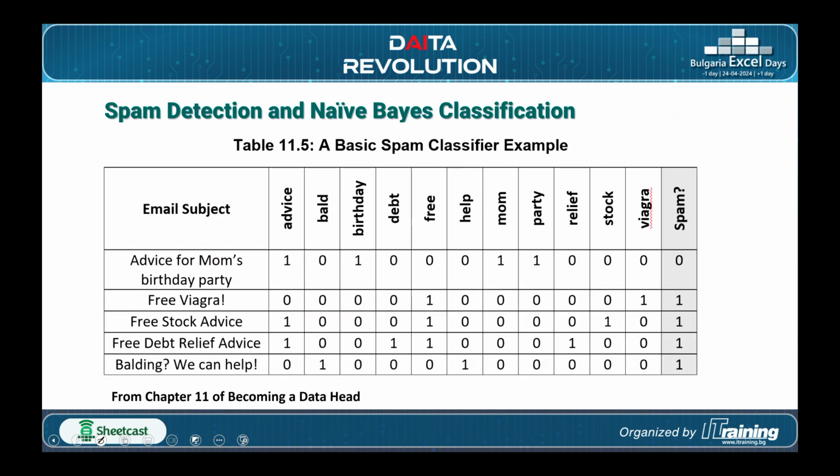But before I do that, I just want to say, this is how it's trained. Basically, I have an email subject, right? Advice for mom's birthday. I know that those contain certain words, and I know that I've labeled it as not spam here. And you can see where it says 1 here. That's just the existence of that word. In this case, free Viagra, I know that's spam. What words is it looking for? It's looking for things like free and Viagra. Free stock advice. So you can see that you could actually train a classifier fairly easily because we know that these are spam words.